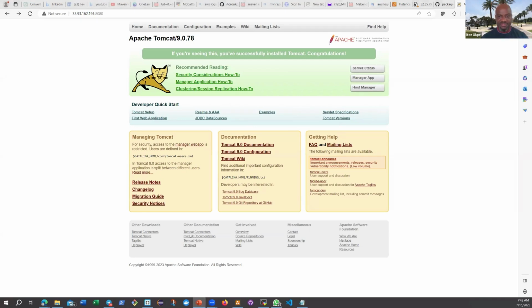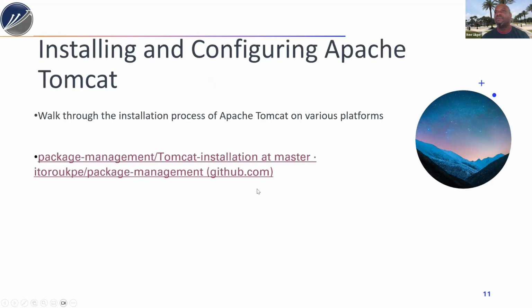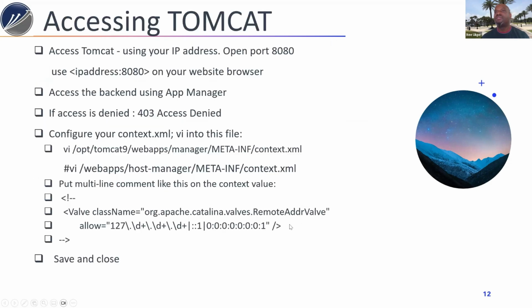Let's get back to our PowerPoint slides. All right, we were doing the installation. I've shown you how to access Tomcat. You just use the IP address and the port number 8080. To access the backend using App Manager, we'll have a 403. It will say access denied.